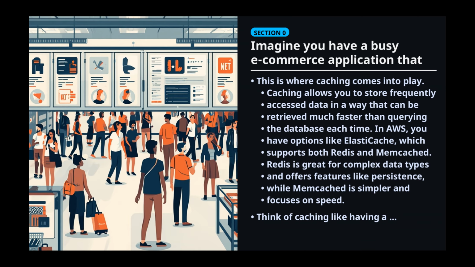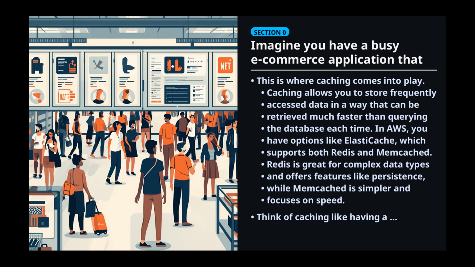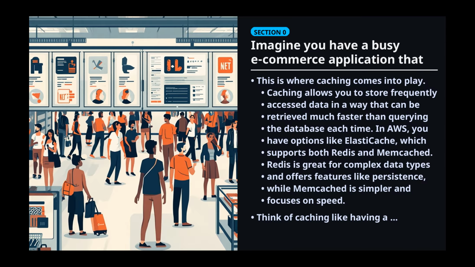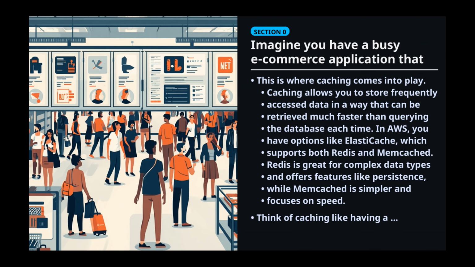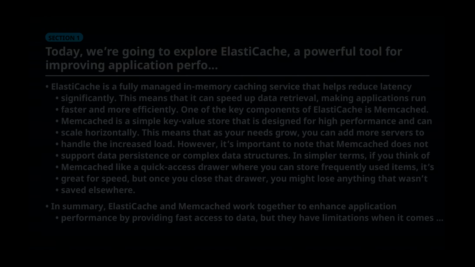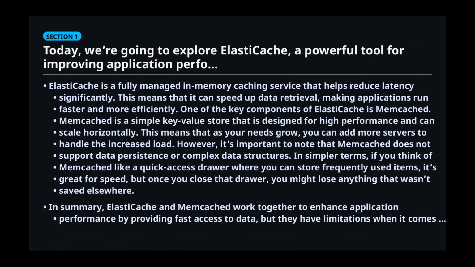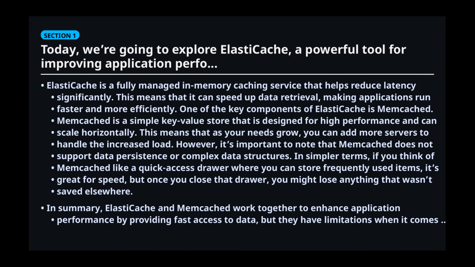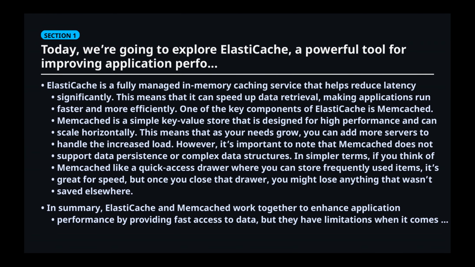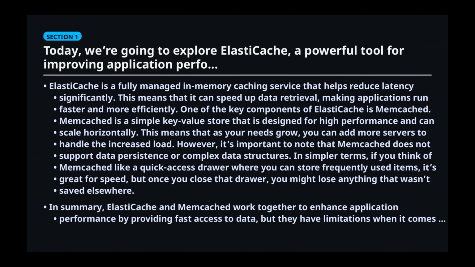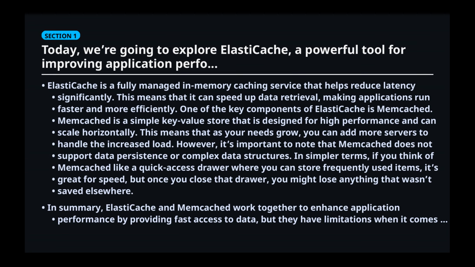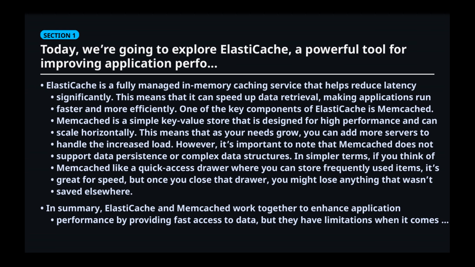Think of caching like having a quick access drawer in your kitchen for your most used utensils, instead of searching through all your kitchen cabinets every time you need a spoon. In summary, using caching effectively with ElastiCache can help you handle high traffic while keeping your database load manageable. ElastiCache is a fully managed in-memory caching service that helps reduce latency significantly. This means that it can speed up data retrieval, making applications run faster and more efficiently.